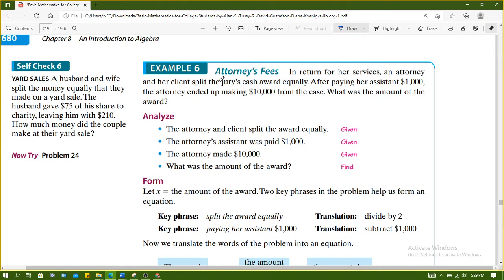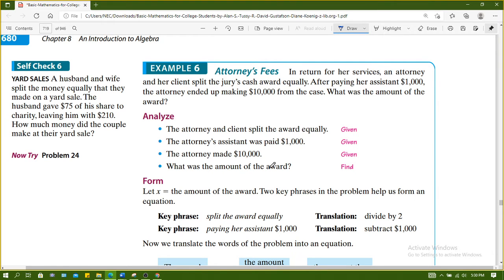Let's read lang for a quick, daghan na siyag expression. Okay? In return for her services, an attorney and her client split the jury's cash award equally. After paying her assistant $1,000, the attorney ended up making $10,000 from the case. What was the amount of the award? Split the jury award equally. So na hint, no? So analyze. The attorney and client split the award equally, but the attorney gave her assistant $1,000, and then ang nabilin na lang siya sa $10,000.